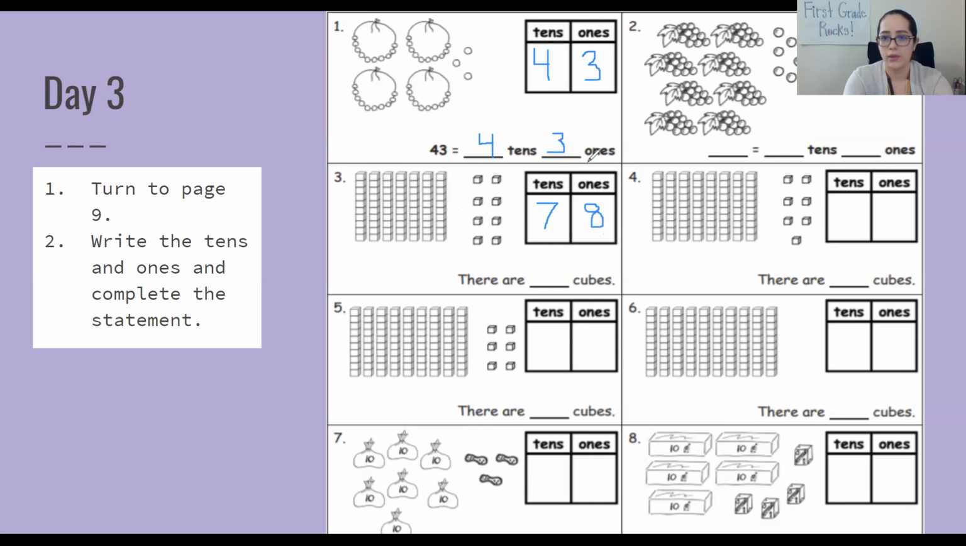Okay, so I can look at my place value chart to give me the number, or I can go back and count. So 10, 20, 30, 40, 50, 60, 70, 71, 72, 73, 74, 75, 76, 77, 78. There are 78 cubes. All right, and you will continue on doing the same thing for the rest of these problems.